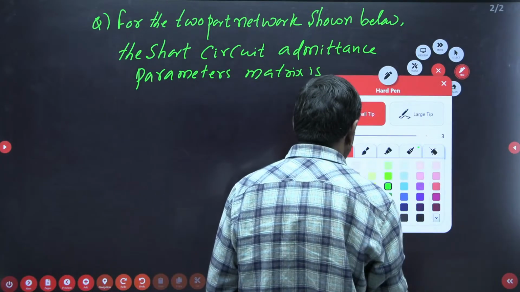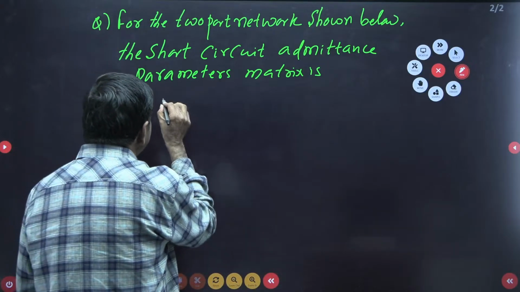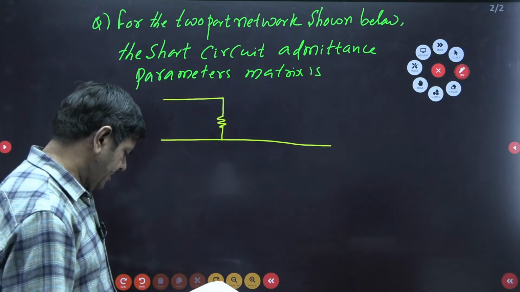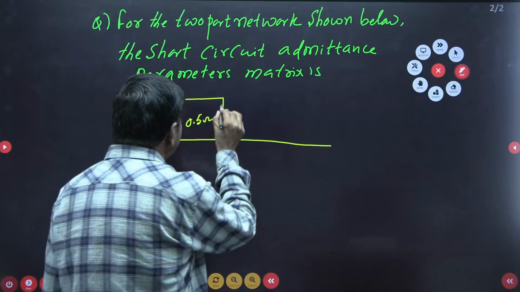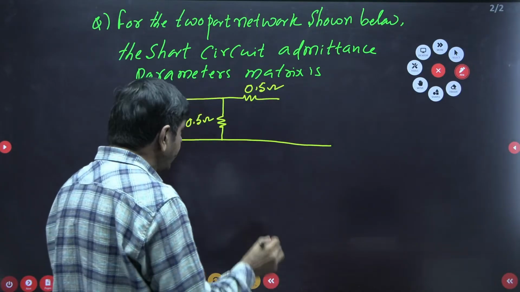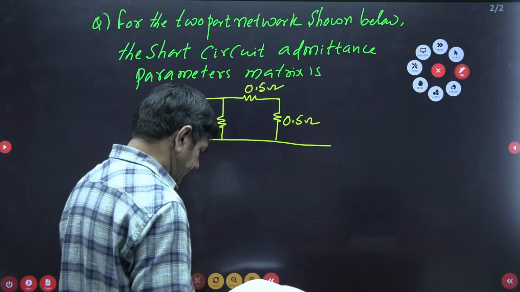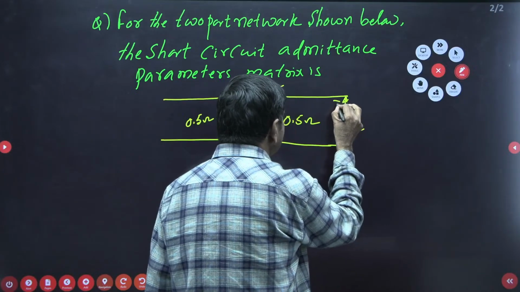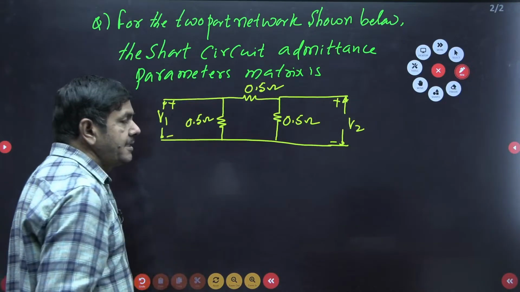And here the network is given like this. Now I will draw the network so you can understand clearly. There is a resistor given, 0.5 ohms. This is 0.5 ohms, and here 0.5 ohms. This is 0.5 ohms and one more 0.5 ohms this side. Yes, in this way the network is given. This is V2, and this is V1.